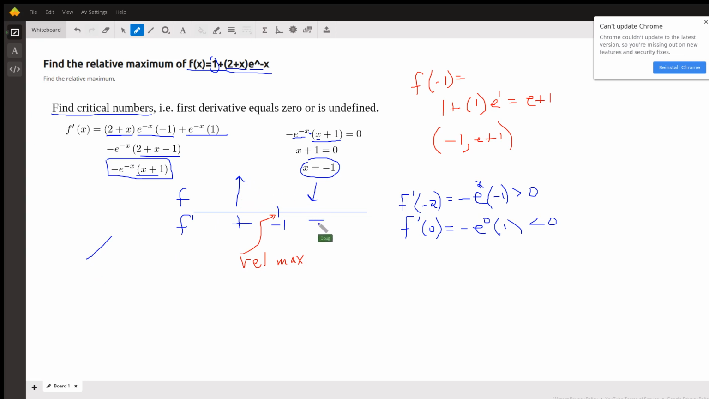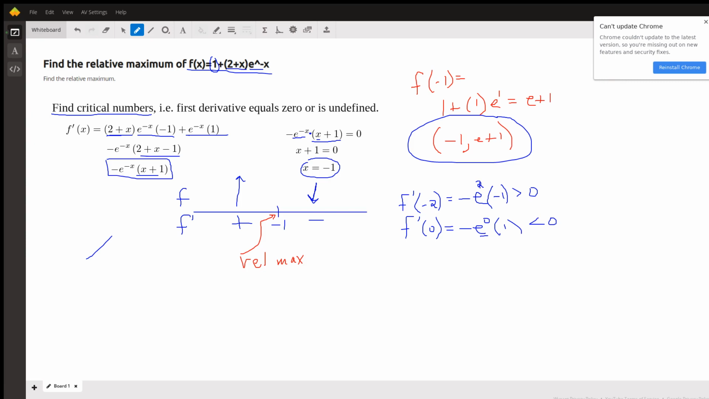And likewise, if I pick a number to the right of negative 1, I see that it will always be negative because e to the 0 is 1, and I got this minus sign here. That tells us that the original function is decreasing. So there's a relative maximum at negative 1, increasing to decreasing. And if I put negative 1 into the original function, this is what I get for the coordinates of the point that has a relative maximum.